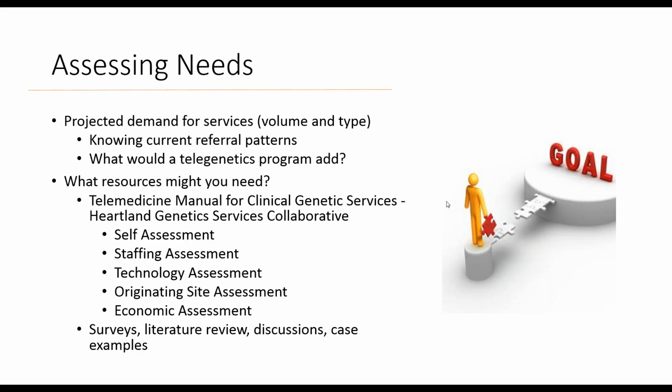Maybe doing a survey of your patient population or your targeted audience or providers. You can do a literature review. There is a lot of research out there, like I said, on telemedicine, and there are things out there for telegenetics also. You can get a lot of this information through discussions, through talking to your colleagues, and by thinking through case examples. I think those are all things that can help you figure out what your needs are. Next slide.